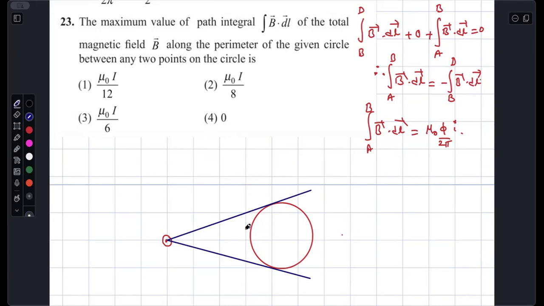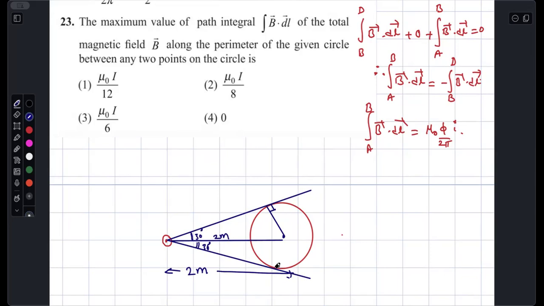Next, now this is the center which is at a distance of 2 meters. One meter. I think now you got the idea. This is 2 meters and this is 1 meter. What is this angle going to be? 30 degrees. What is this angle going to be? 30 degrees. I got the point.